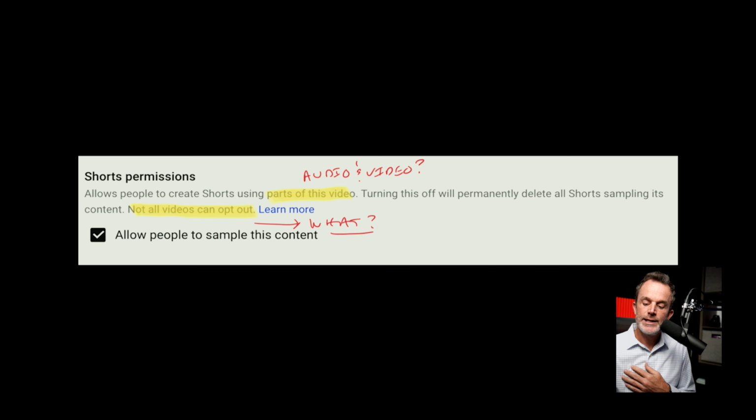It says here, "turning this off will permanently delete all short sampling its content." Now, this is a little ambiguous phrase here, but the point of it is that if you uncheck this box, that means that other people can't use your content in their YouTube Shorts. And now we move on to more ambiguity because the last sentence of this box states, "not all videos can opt out." I wrote here, what? Who are the creators who cannot opt out of having their content used in YouTube Shorts? It is unclear. If you click on learn more, it doesn't say anything more about this. So we're gonna have to seek clarification from YouTube on this.